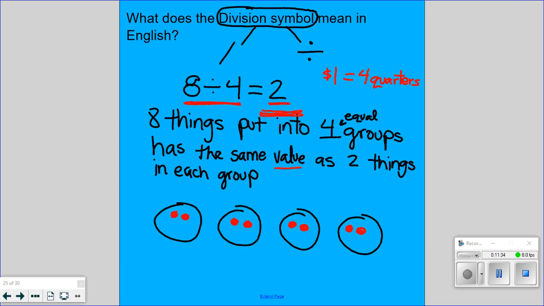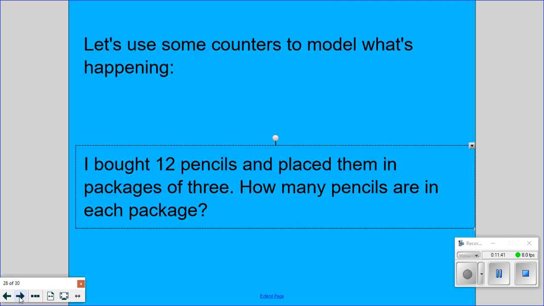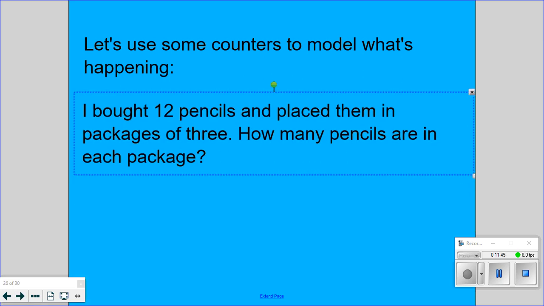In your notebook, squiggle line. We're going to use some counters. I just told you that. I bought 12 pencils. And I placed them in packages of 3. Maybe Ziploc bags or something. How many pencils are in each package?